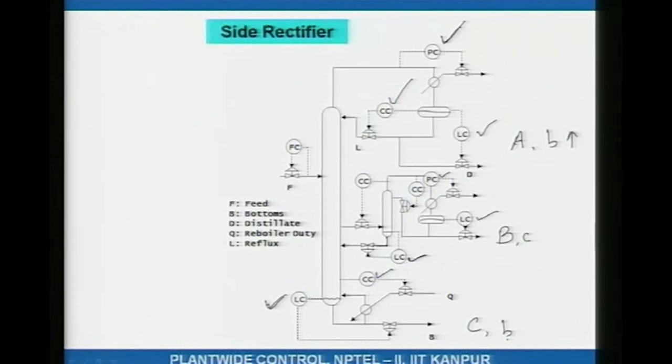What does this composition controller do? If the impurity C in the distillate from the side rectifier is increasing, increase the reflux. You know, too much C is going out the top, instead of taking it out, put it back in. That is what you do using this guy. And what about this guy? Well, if the composition of B here is increasing, that means the B is accumulating here, it has to find a way out of the column, it cannot go up the top, it cannot go down the bottoms. What do you do? You increase the side draw rate so that the B that has accumulated, as reflected in the increased composition of B, finds a way out. All right.